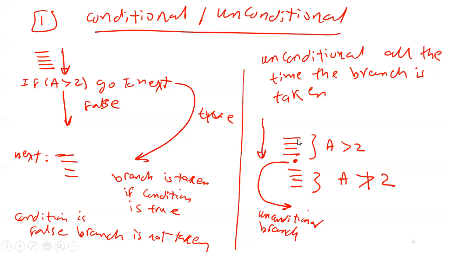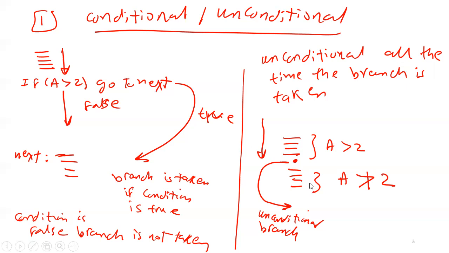So if I don't write this branch instruction, you know what's going to happen? You're going to move to the next instruction, this instruction. So always, you're going to execute this part and this part. So in this case, I have to put here an unconditional branch instruction.